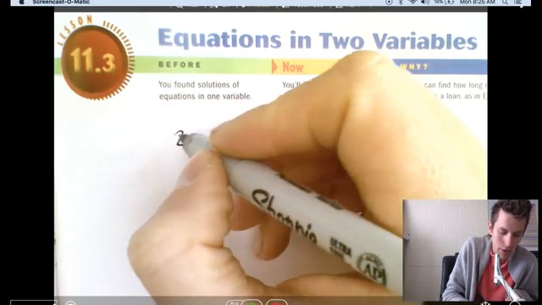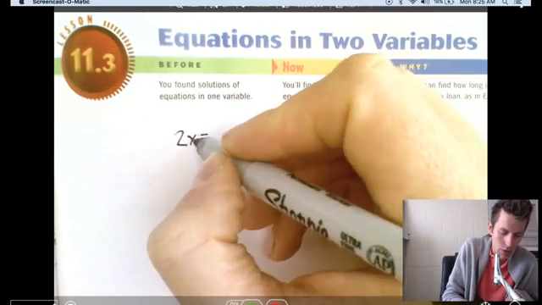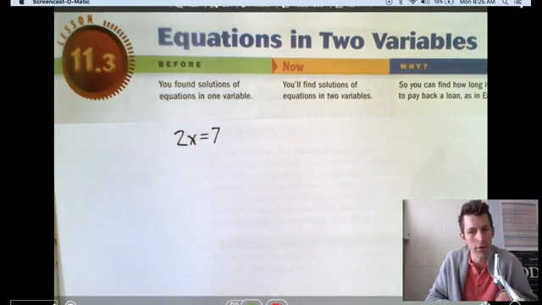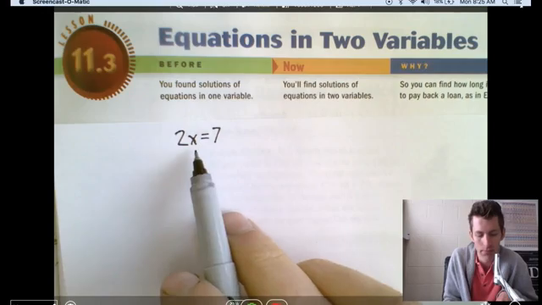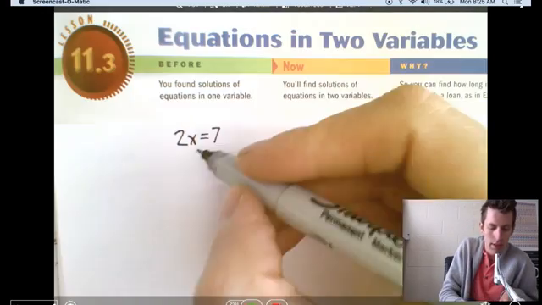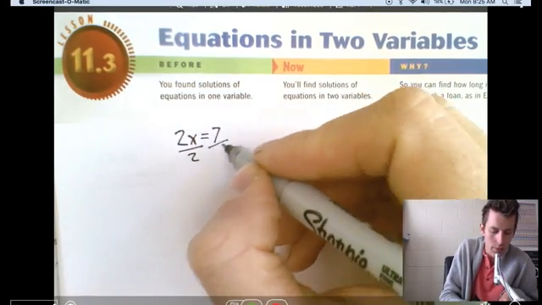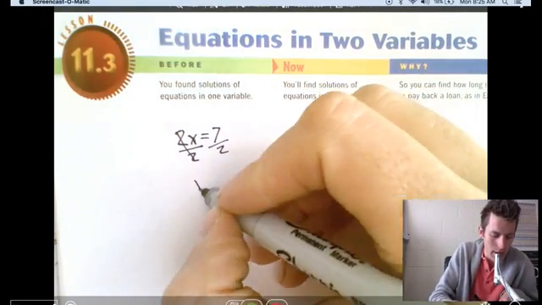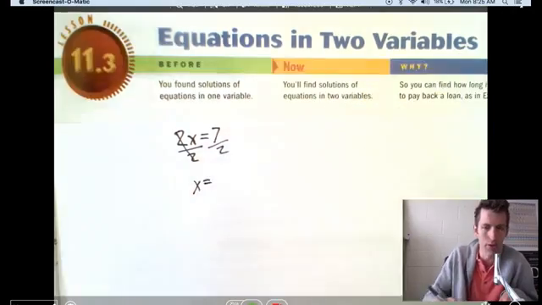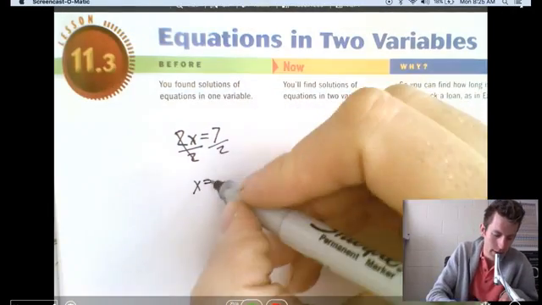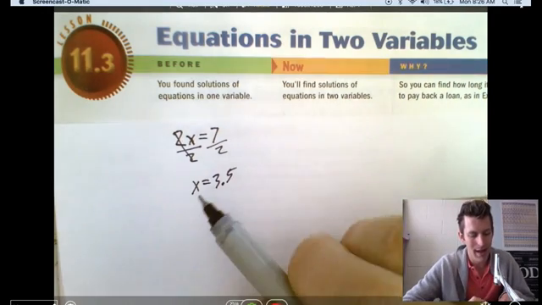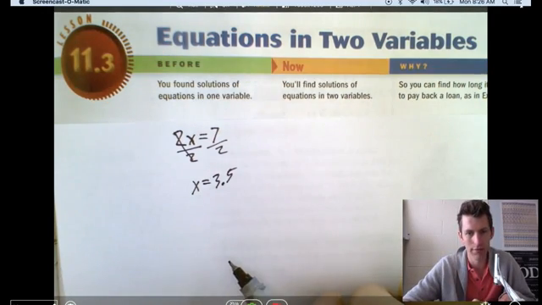So 2x equals 7. How many variables do you see in that equation? There's only one, x, right? To solve that, we know that we could divide both sides by 2. That would cancel those out. And x equals 7 divided by 2. What is 7 divided by 2? It's 3.5. So, x has to equal 3.5. It can't equal anything else.